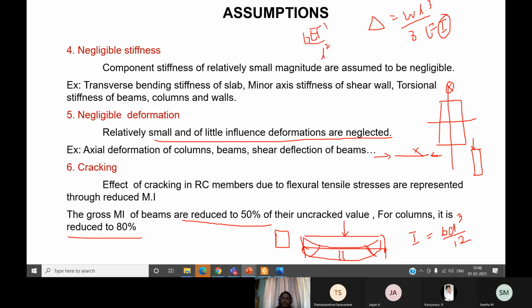So everywhere your moment of inertia plays an important role. The assumption we make is that the gross moment of inertia of the beams is reduced to 50% of their uncracked value, and for columns it can be reduced to 80%, because it will reduce during the long run of the building. The moment of inertia of the original structure will reduce. So the effect of cracking in RC members due to flexural tensile stresses is represented through reduced moment of inertia. These 6 major assumptions we make before we go for an analysis.